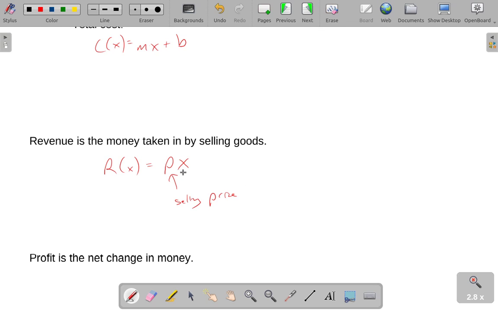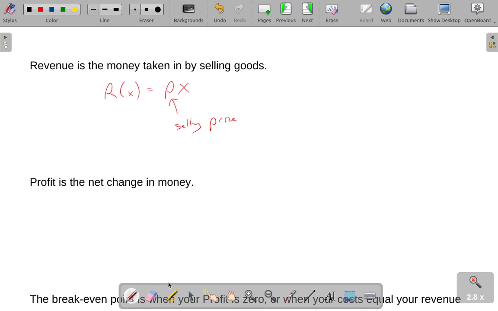So you're selling your items. Whatever price you charge for your items times the number of items that you sold is your revenue. You'll notice that the y-intercept here is 0. If you were to sell 0 items, your revenue would be $0. No one's going to pay you just to have the business open. So it's just going to be p times x.